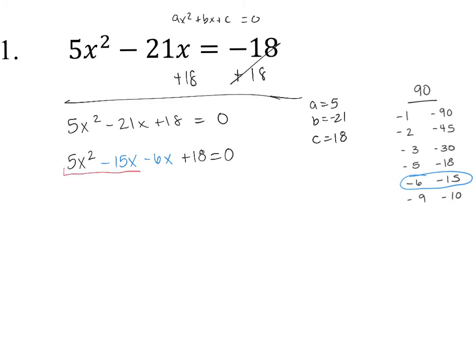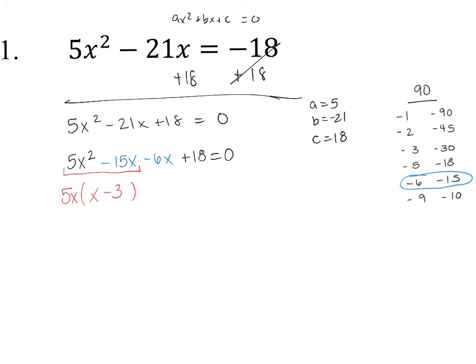So I'm going to group the first together. And here I see that my greatest common factor is 5x. Okay? Then I need to go ahead and multiply. What do I need to multiply 5x by to get x squared? That would just be x. Okay? And then what do I need to multiply 5x by in order to get -15x? And that would just be a -3.